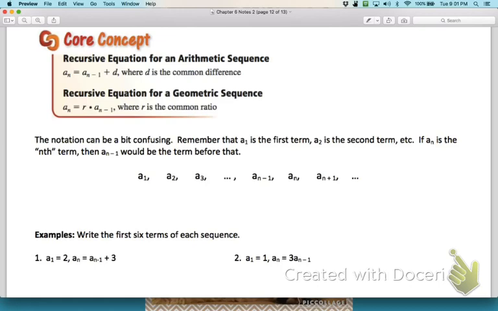Here's all that means. Let's say that this middle term here was A sub 20. Well, the term before that then would be A19, and the term after that would be A21. So it's just one term before, one term after. That's all that n minus 1 and n plus 1 means. It's the symbol that we use to say the term before the one you're on versus the term after the one you're on, where a sub n is the term you're on. That's what you want right then and there. Okay?